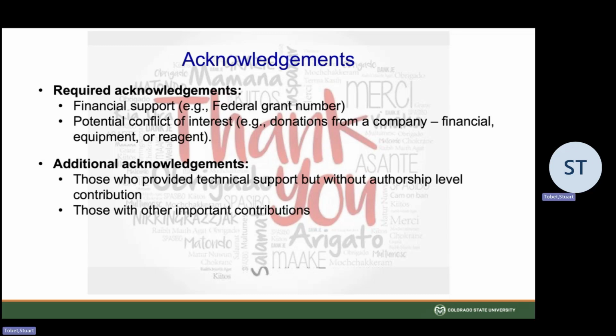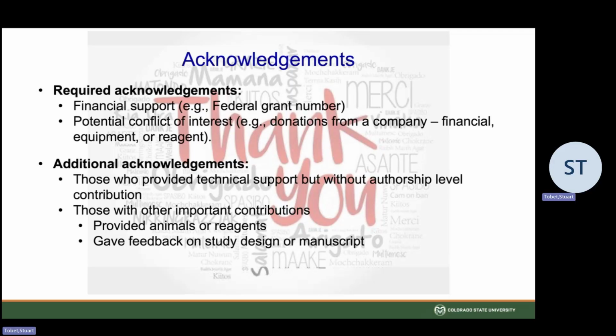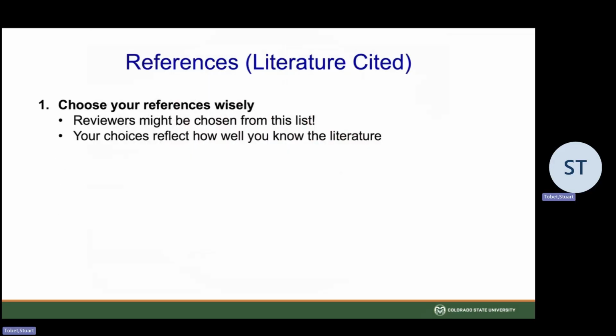People that make other important contributions. It could be somebody who just reads the paper for you, that proofreads it to make sure that you didn't make any glaring errors or include something that you forgot. Right? Could be somebody that provided animals, reagents, gave feedback during the study or not. Right? So don't leave out the acknowledgments.